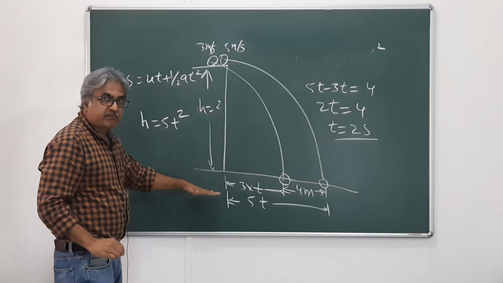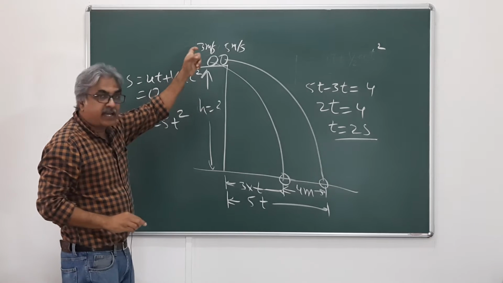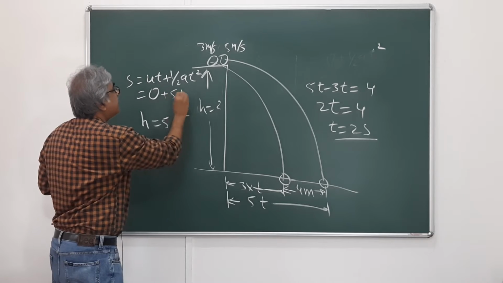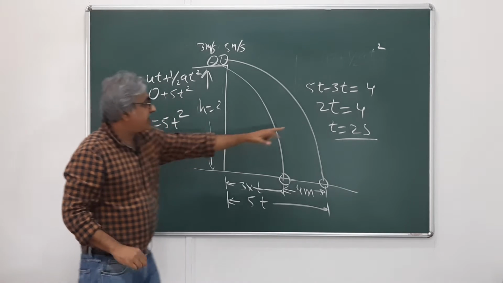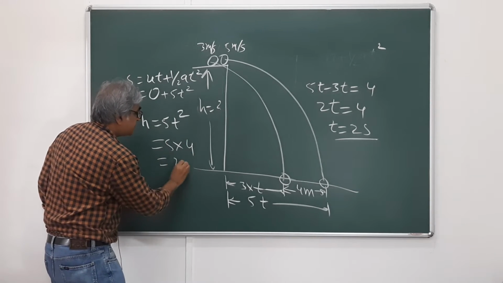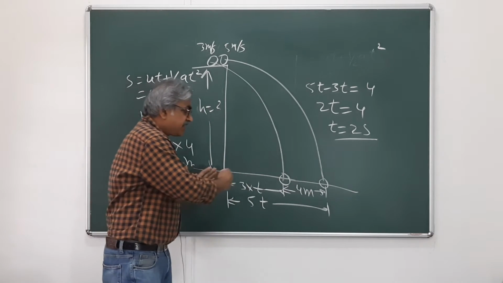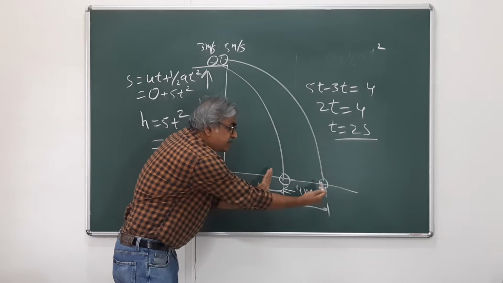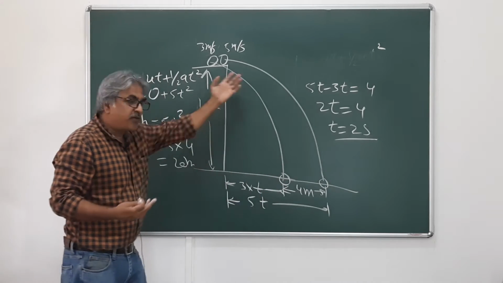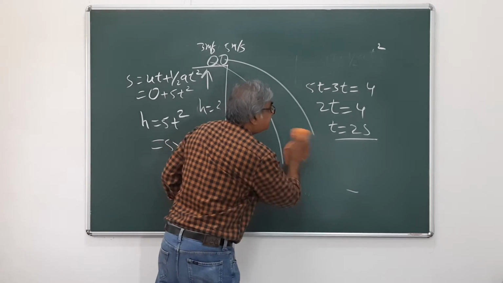S is this displacement which is h here, and initial vertical velocity is 0. Half a is 10 by 2, which is 5, because gravitational g we are considering as 10. So h is 5t square. We have found out t as 2. So we can say 5 into 4, that is 20 meters. So from the distance between the two balls, we can find out the time for both the balls reaching the ground, which is the same, and from that we can find out the height.